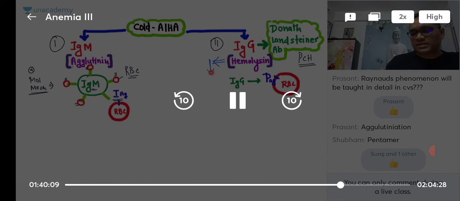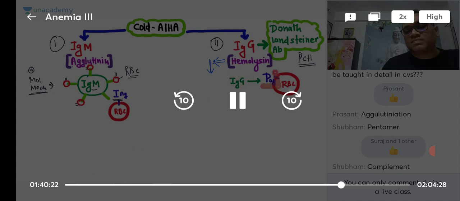When we are going to see the hemolysin causing the damage. In this situation, you can see IgG antibody. IgG antibodies are formed against which antigen? P antigen. IgM was formed against I antigen. So the RBC has two important antigens for immunohemolytic anemia. For IgM antibody, I antigen. For IgG antibody, P antigen. Clear? So IgM antibody, I antigen. And in PCH, for IgG antibody, it is P antigen.